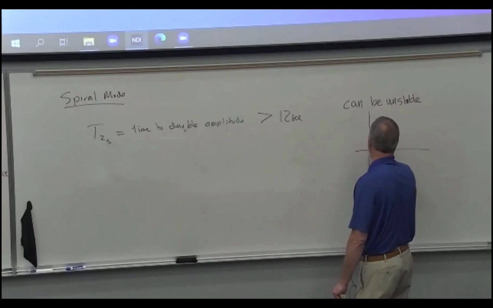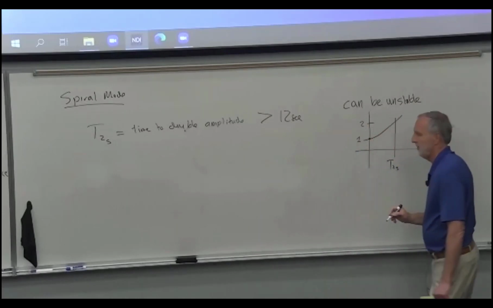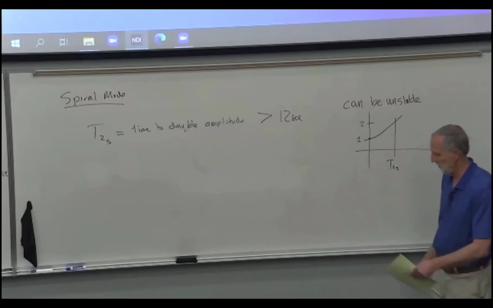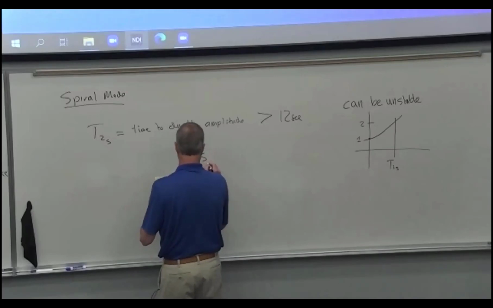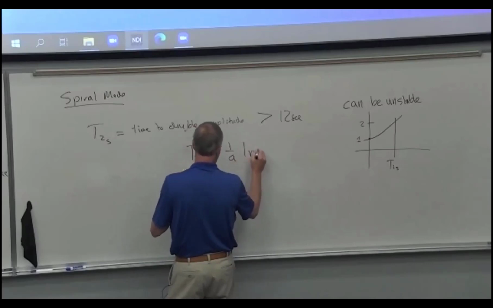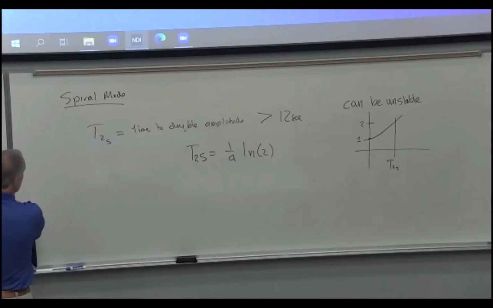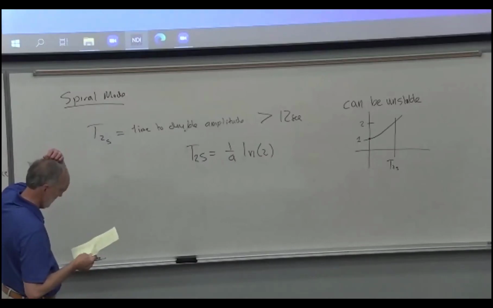So if the exponent starts out at 1 and it actually diverges, but the time to double amplitude takes longer than a certain amount of time, that means the pilot has time to react to the unstable mode. And so the time to double amplitude is calculated with the root using this formula. So you plug in the A, that's the root from the dynamics, and then you calculate that, and then it has to be greater than 12 seconds.